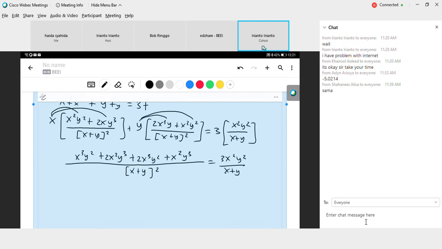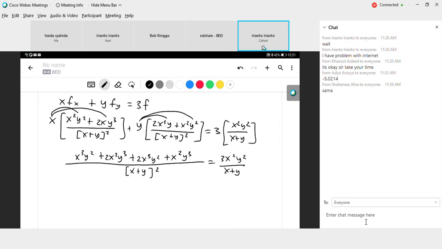Okay, now let me do the operation. x cubed y squared and 2x cubed y squared will be 3x cubed y squared. x squared y cubed, 2x squared y cubed and 1 will be plus 3x squared y cubed, divided by x plus y squared. Nothing changed on the right side, still the same.